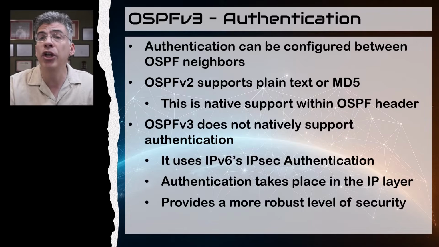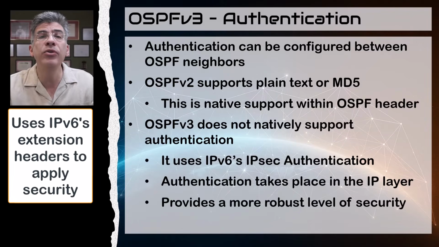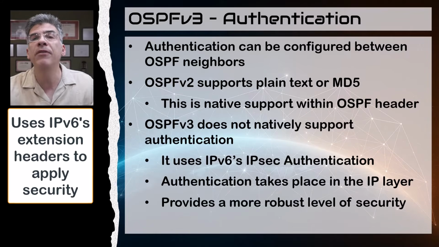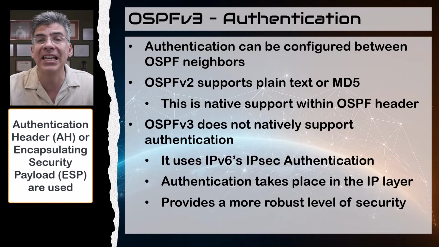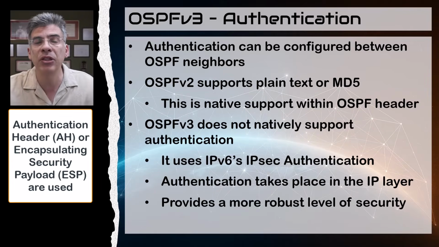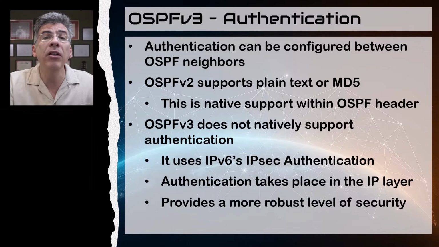For those of you that know about IPv6, this uses what is known as an extension header, which gives the option of using either AH or ESP, two particular options for ensuring integrity and encryption for authentication between OSPF neighbors. Now, all of this provides a much more robust level of security for OSPF operation.